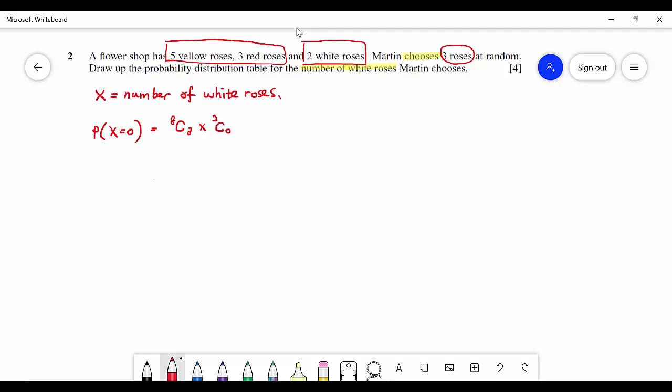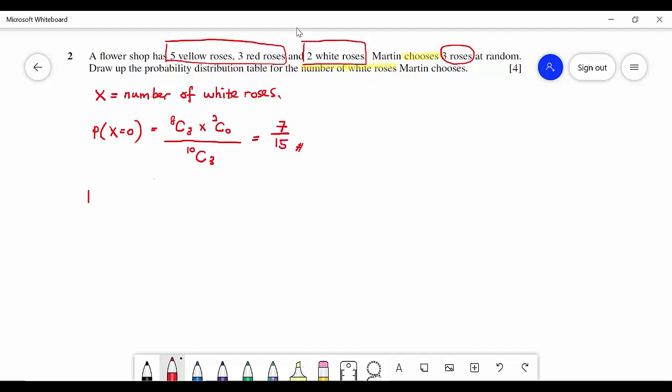Then you want to choose 3 roses. So divided by, to get the probability, you need to divide it by the combination without any restriction. In this case, it will be 10C3. In total, you're having 10 roses and you want to choose 3 roses. So if you press the calculator and get the answer, you get 7 over 15.